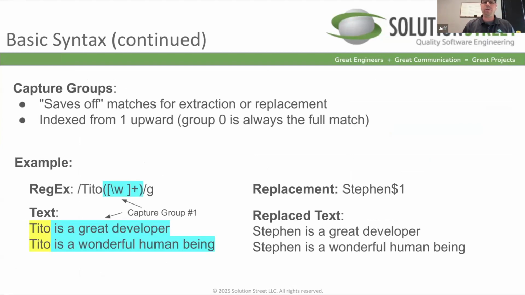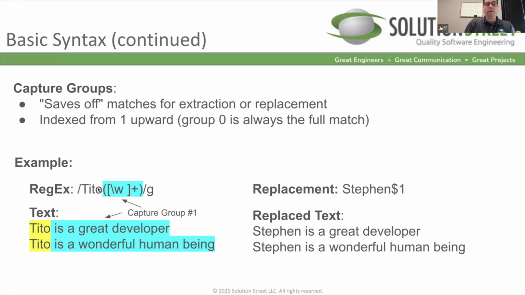With capture groups, you put those in regular old parentheses, and they save off matches for extraction or replacement. They're indexed from 1 going up, and group 0 is the full match. So let's do an example to make it clear. The regular expression I've created starts with a / and ends with a /, with anything at the end being toggles or switches. In this case, a g means global.